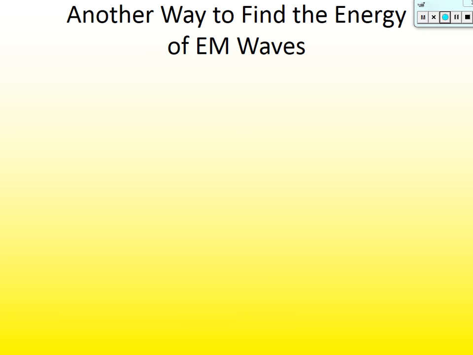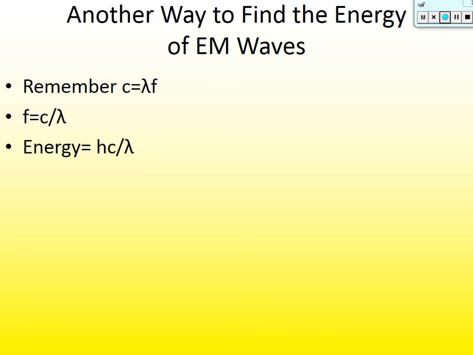Okay, but there's another way to find the energy of EM waves. What if it doesn't give you frequency, but it gives you wavelength? Okay, so what if it gives you the wavelength? Then we're going to use this equation. Energy of a light wave is equal to hc divided by lambda, which is its wavelength.